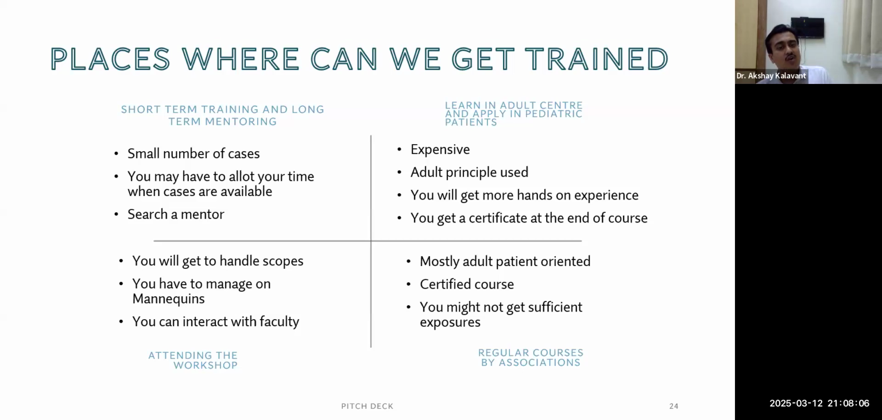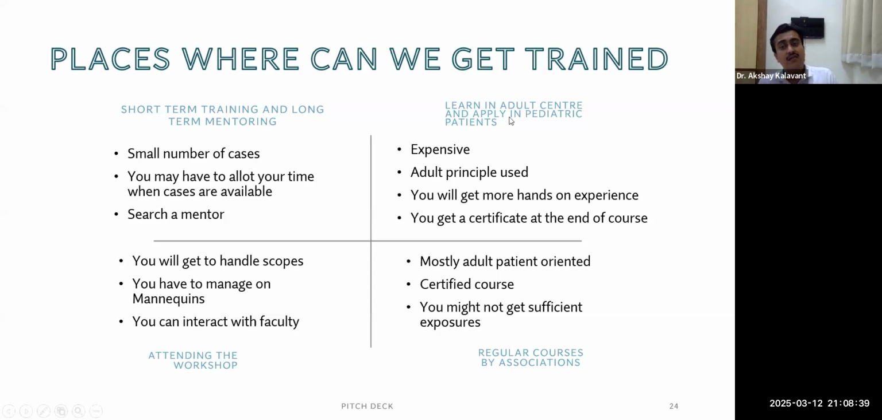Because of the small number of cases, you might have to go to the person who is well versed with endoscopy whenever that person gets patients. For example, if a patient comes with a corrosive injury, you cannot wait on that person. You will have to immediately post the patient and do the procedure. If the patient has a foreign body in the esophagus, we cannot wait for somebody to join you so that you can teach them. So that is one problem that we have. And again, searching for a mentor is also a tedious job because not everybody will be doing endoscopy.